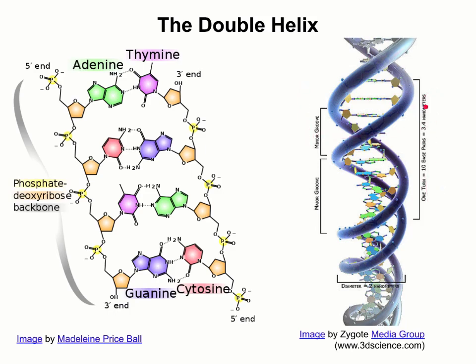Watson and Crick published their structure in 1953 and won the Nobel Prize in 1963. Rosalind Franklin died of ovarian cancer in 1958 and did not share in the Nobel Prize. It's possible that exposure to X-rays contributed to her cancer.